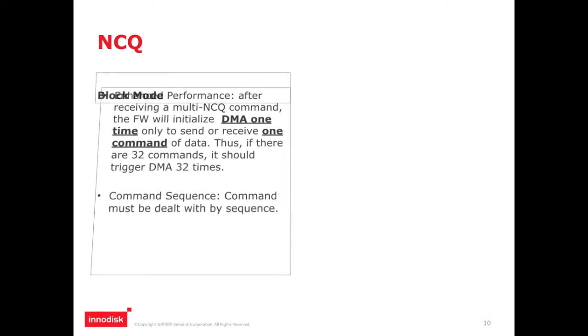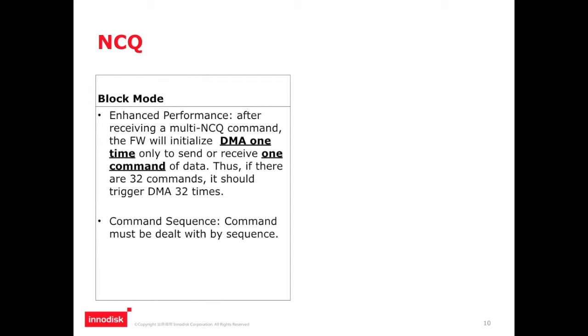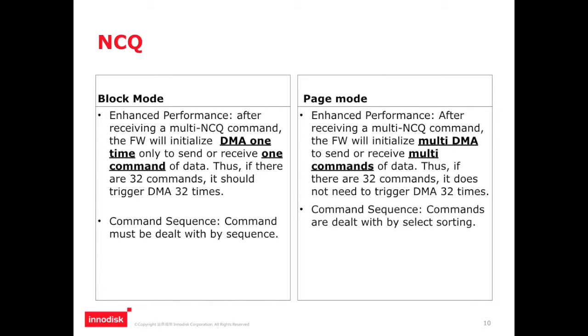Lastly, the NCQ process of the page mode is more effective than that of the block mode. On page mode, the firmware will initialize a multi-DMA to send or receive multi-commands of data, but on block mode, the firmware will initialize DMA one time only to send or receive one command of data. Thus, the command sequence on the block mode must be dealt with sequentially, but on the page mode, commands are dealt with by select sorting.